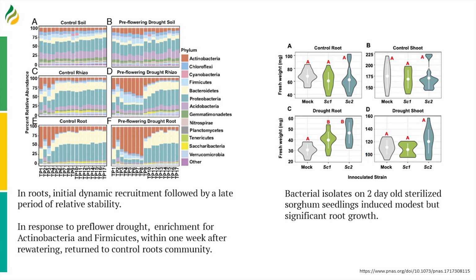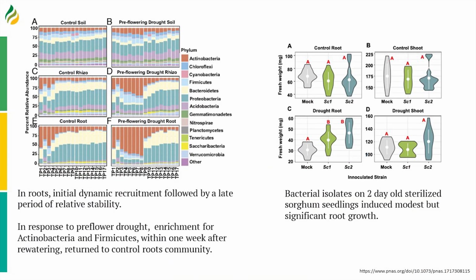Okay, let's look at the drought conditions. This is where you had pre-flowering drought conditions. You can see that it's pretty similar to the control conditions in the bulk soil, but if you look at the rhizosphere, what you see happening is an enrichment of these red and blue bars, which are actually actinobacteria and firmicutes. So these drought conditions are selecting for a different set of bacteria than watered soils. But you see that after the water comes back at week 8, it starts to look pretty stable, just like the control conditions.